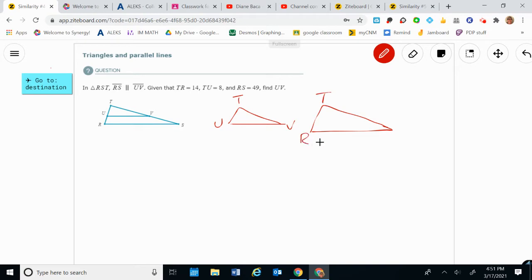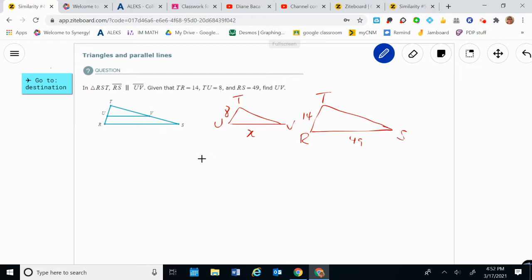Okay, so this is TUV, that's the little one. This is TRS, and these are similar. Okay, given that TR is 14 and TU is 8, RS is 49. Find UV. Okay, I'll call it X. So basically, you're just setting up a proportion, and that's it. The main thing, I guess the difficult thing in this problem is seeing the two triangles and seeing how they relate, how they are similar.